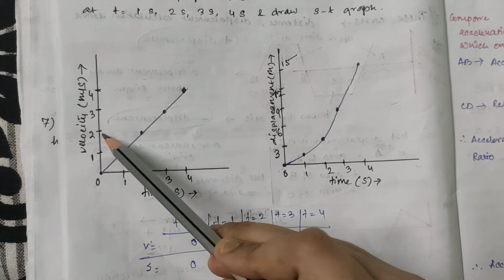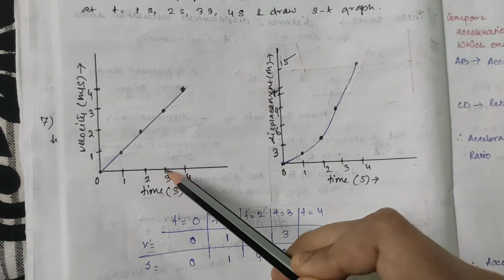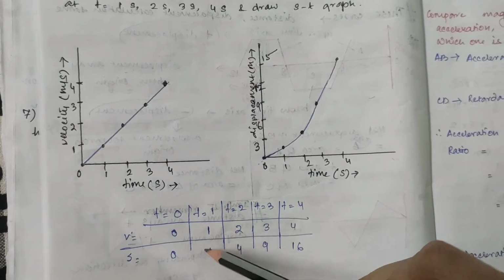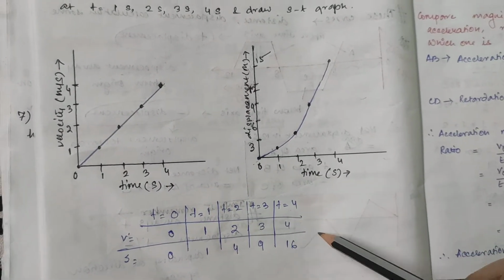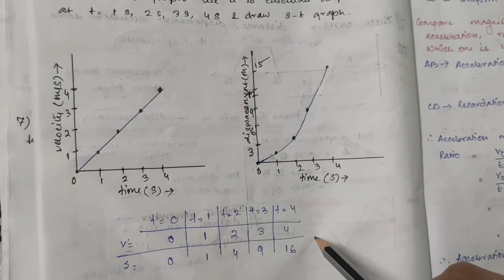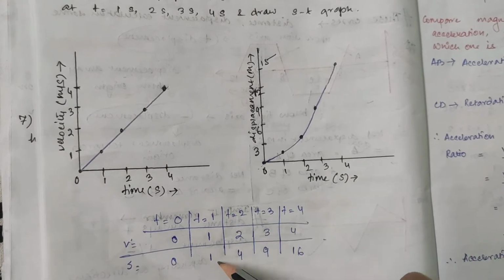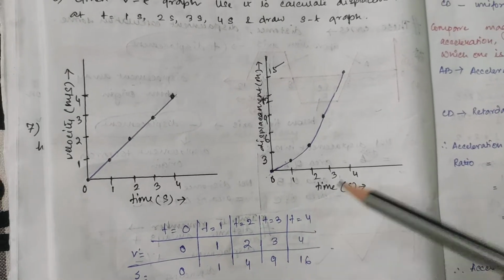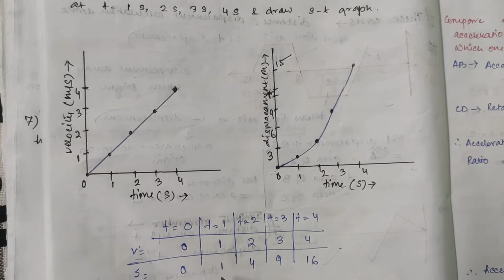T equal to 2, V is 2. 3, this is 3. 4, this is 4. So I've written these values, then I've written these values. How? Simply multiply. Velocity into time will give you displacement. So 1 into 1, 1, 2 into 2, 4, 3 into 3, 9, 4 into 4, 16. Can you see the displacements?